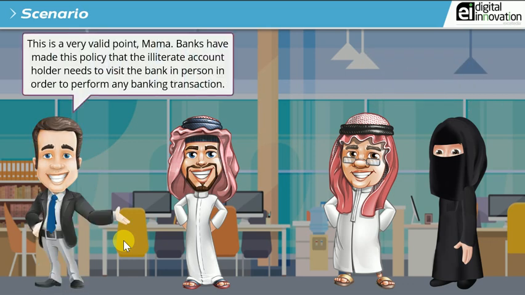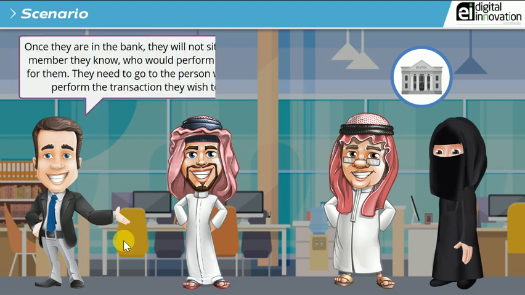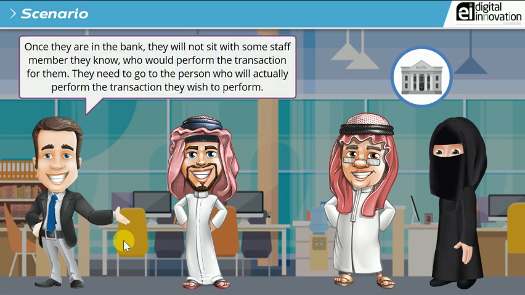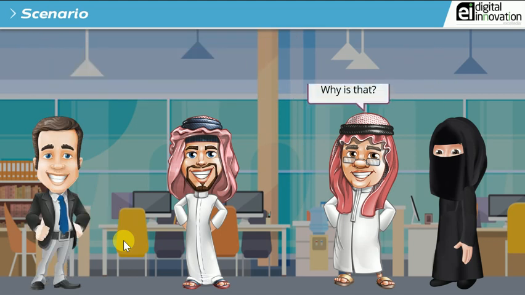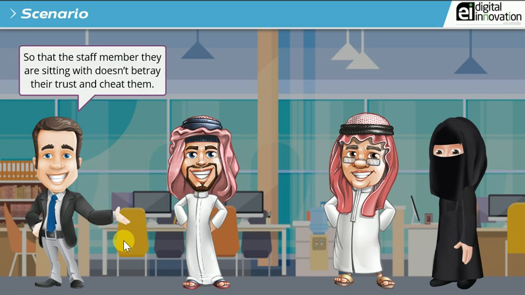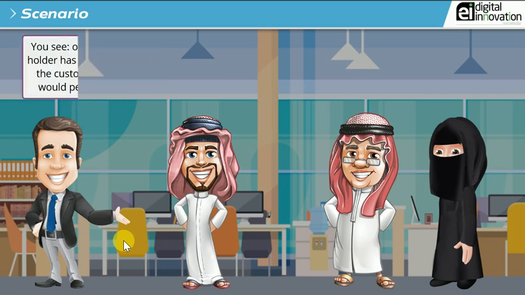This is a very valid point, Mama. Banks have made this policy that the illiterate account holder needs to visit the bank in person in order to perform any banking transaction. Once they are in the bank, they will not sit with some staff member they know, who would perform the transaction for them. They need to go to the person who will actually perform the transaction they wish to perform. Why is that? So that the staff member they are sitting with doesn't betray their trust and cheat them.